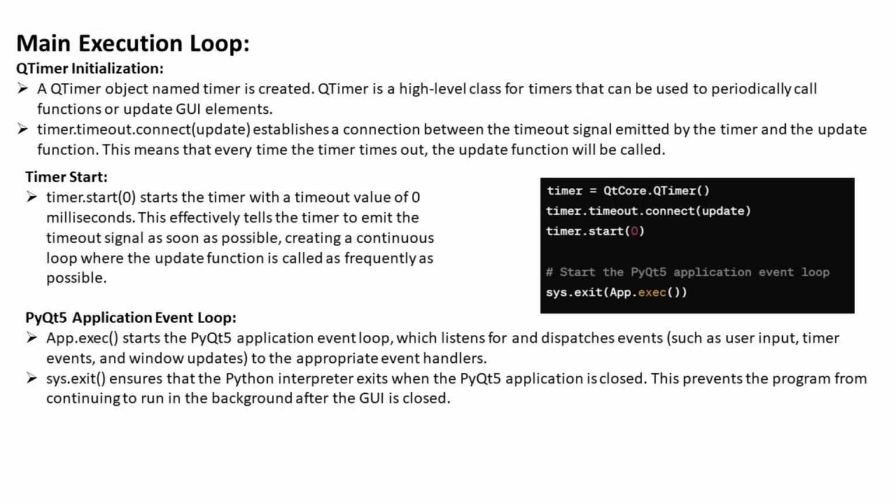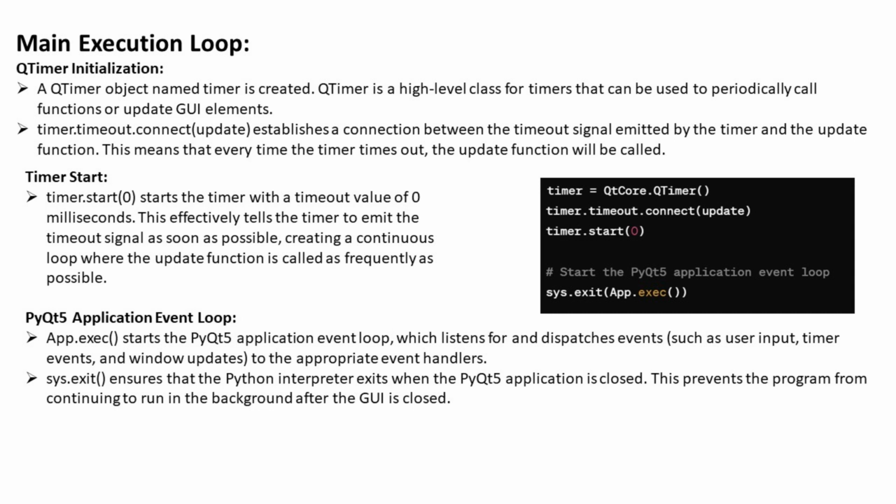Main execution loop. QTimer initialization. A QTimer object named timer is created. QTimer is a high-level class for timers that can be used to periodically call functions or update GUI elements. timer.timeout.connect(update) establishes a connection between the timeout signal emitted by the timer and the update function. This means that every time the timer times out, the update function will be called.